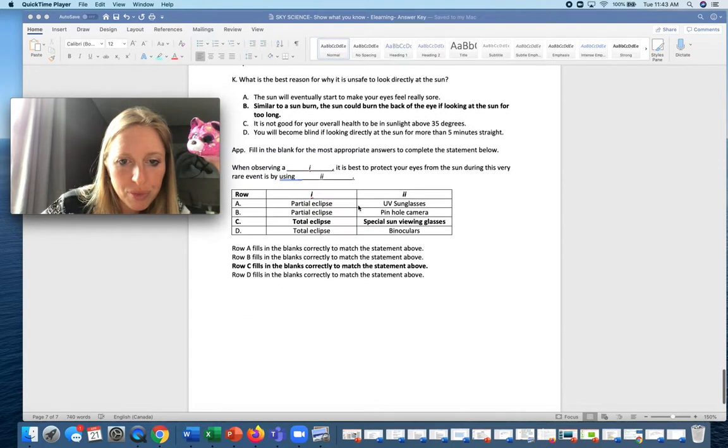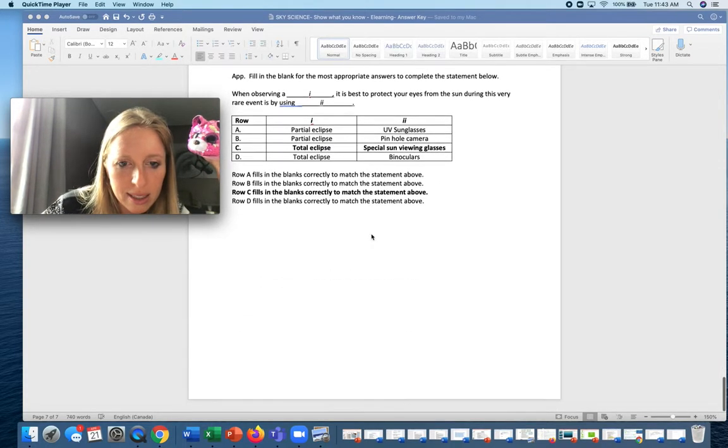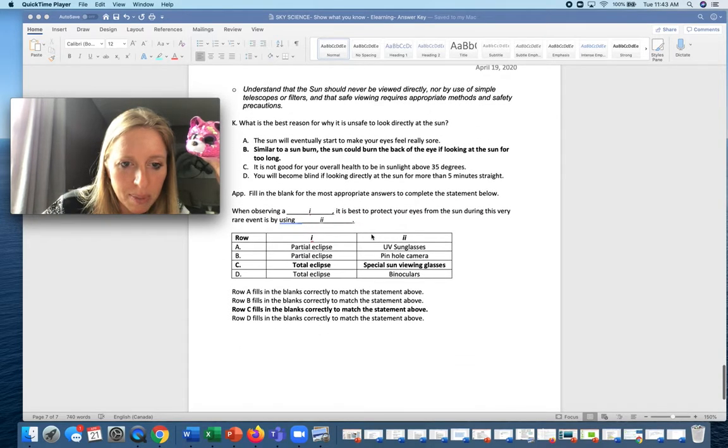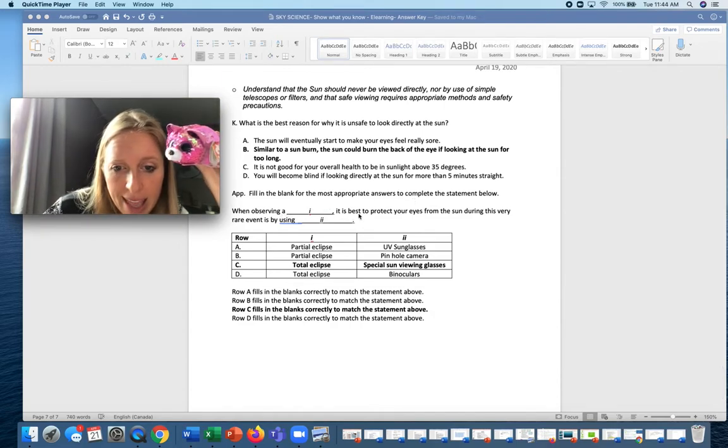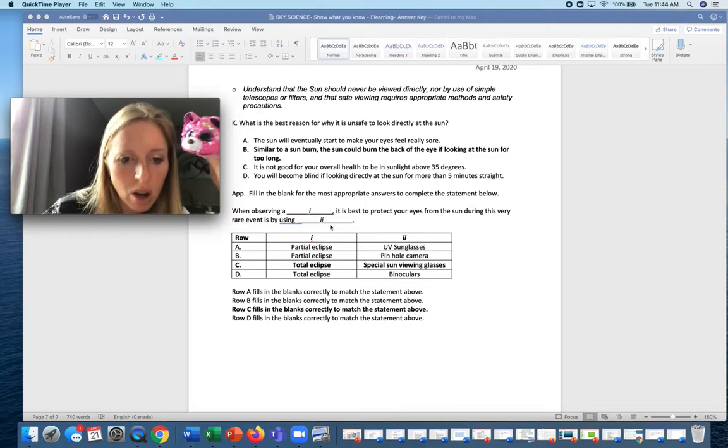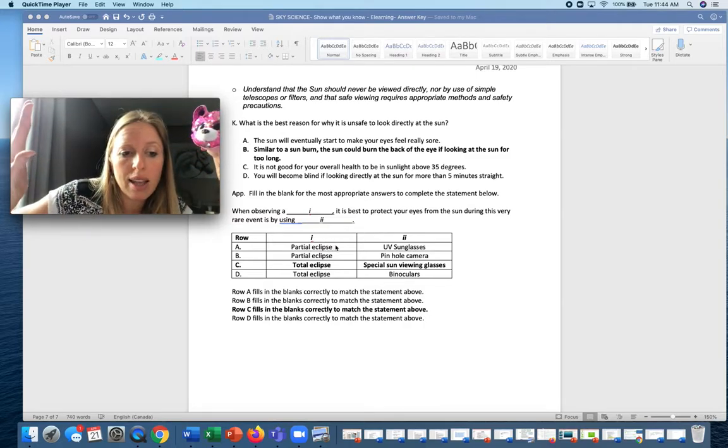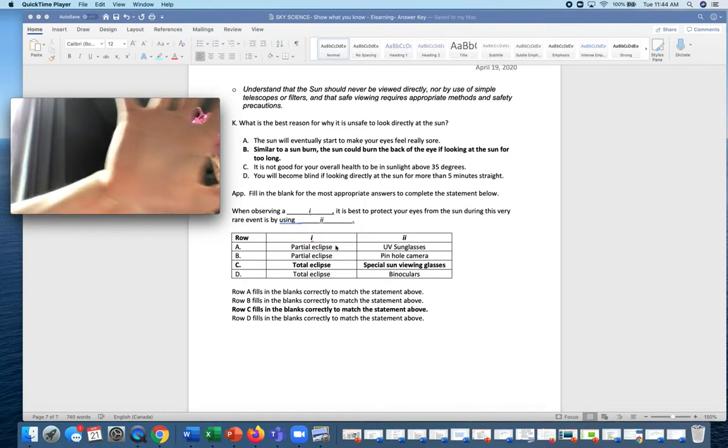Okay, next one. And this is our final question, so this is already number 10. Fill in the blanks for the most appropriate answer to complete the statement below. When observing something, it is best to protect your eyes from the sun during this very rare event by using what? Okay, so a partial eclipse is where the moon only partially covers the sun.